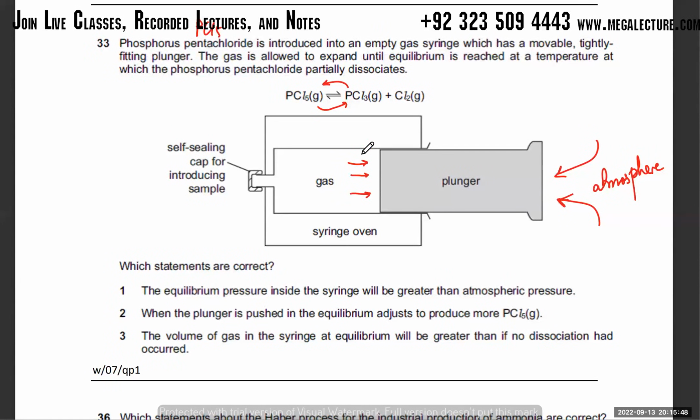That means the pressure inside this container and the pressure outside would become equal, because the plunger will stop moving. If the reaction were going forward, more gas would be produced, right? And more gas will exert more pressure, and the plunger will start to move outside. But since it is at equilibrium, more gas is no longer being produced. So the equilibrium pressure inside the syringe will be greater than the atmospheric pressure. That's wrong.